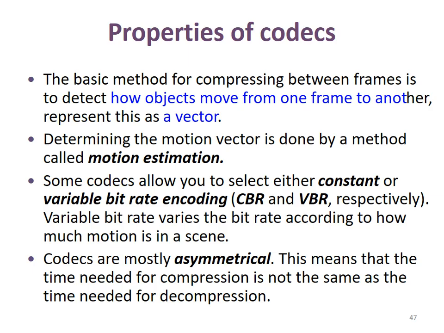So actually, we can estimate the motion of objects from one frame to another. For example, if we have the bounding box of the pedestrian in the first frame, and then we have the bounding box for the pedestrian in the second frame, then we can derive what we call motion vectors. What are motion vectors?